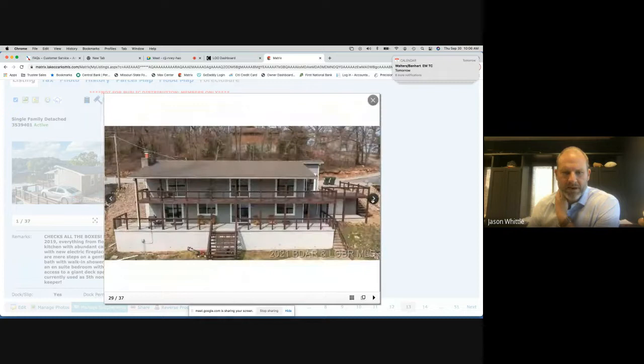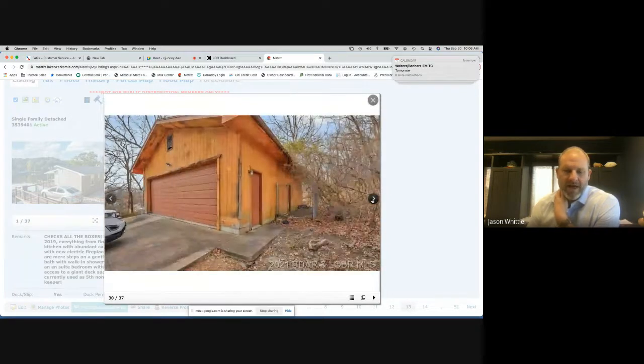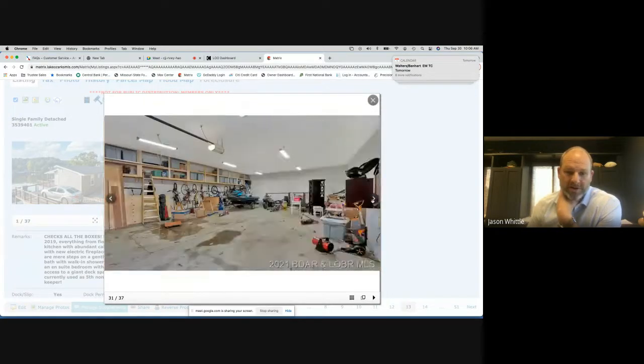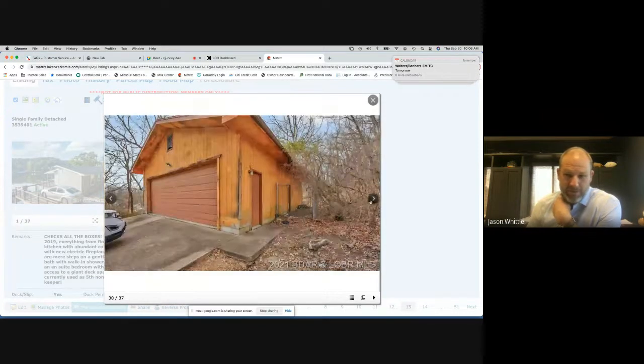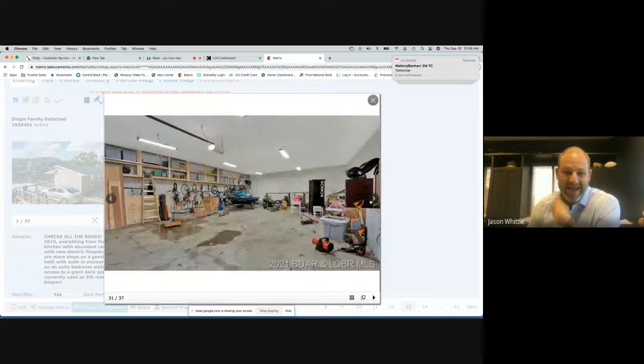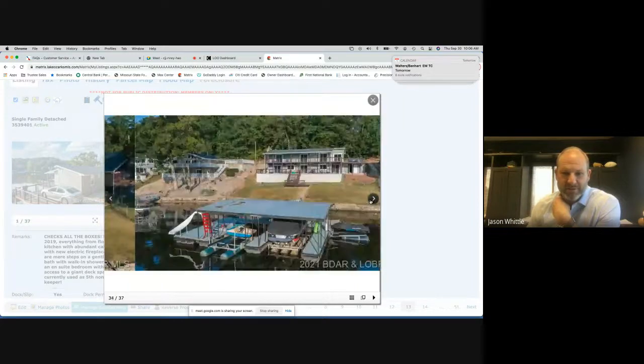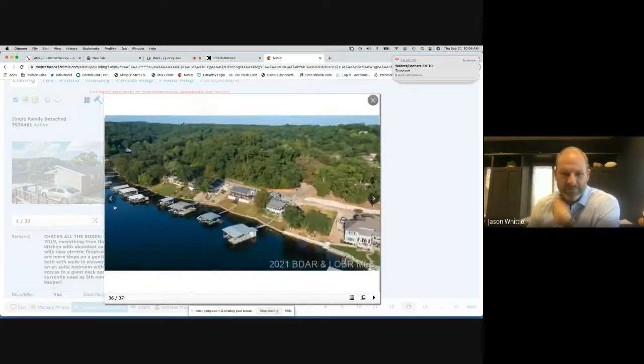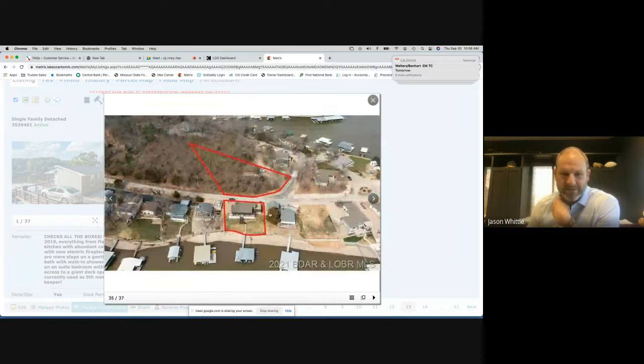But it's an older house that's been remodeled. It says it has 4 garages, but the reality is it's not really 4 garages. It doesn't even have any attached garages, but it has an extra parcel here.